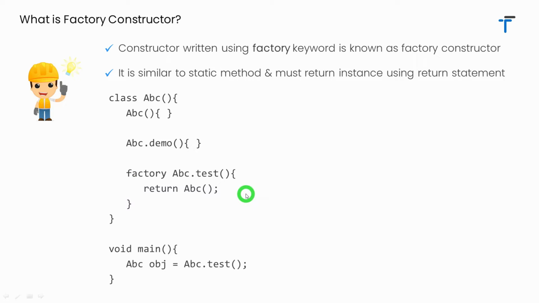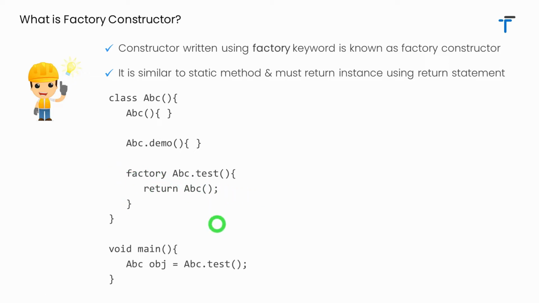Factory constructors are not generative constructors, meaning they cannot initialize the given object. In fact, they rely on another constructor to initialize an object. That's the reason it has to return the instance explicitly by using the other constructor. It means there cannot be only a factory constructor in the class. There has to be at least 2 constructors in the class: one is the generative and the other one is the factory constructor. And through the factory constructor, we must return the instance.